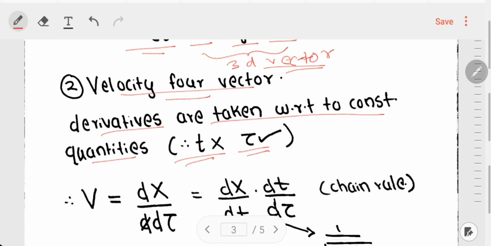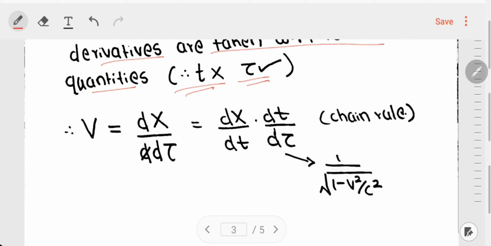So we will have this tau as a constant, invariant quantity, and thus we'll differentiate the position 4 vector with respect to this tau to get the velocity 4 vector. Okay, so now let's do some mathematics, and thus we define V, capital V, the velocity 4 vector, as dX by d tau. And we are using the chain rule over here. We write dX by d tau as dX by dt times dt by d tau.